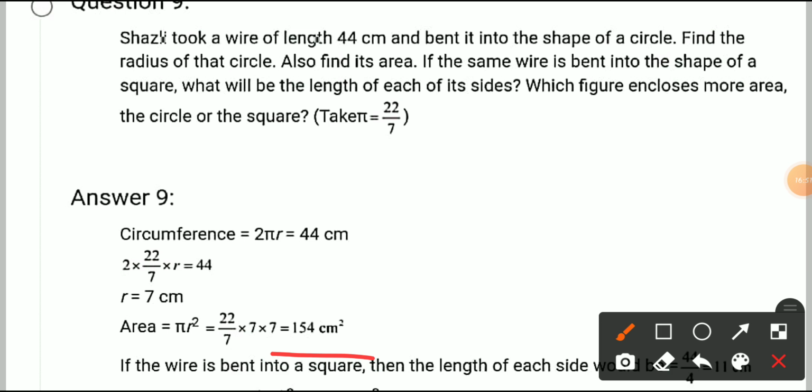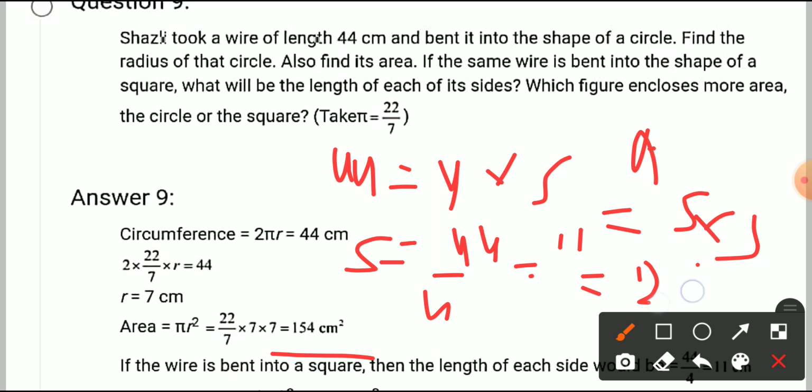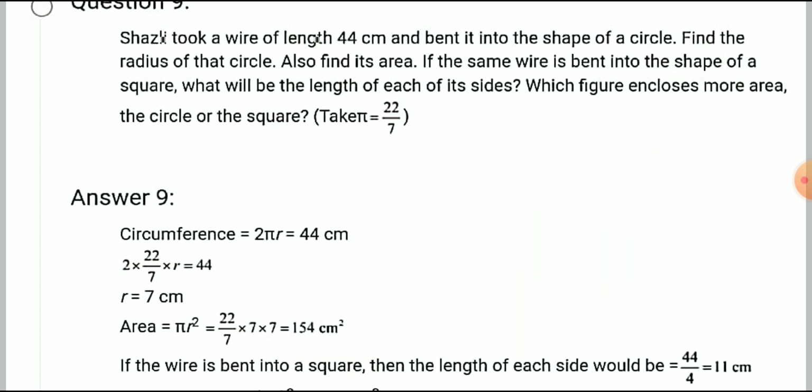Then you need to calculate the perimeter of the square, and the perimeter of a square is what? 4 into side. So 44 equals 4 multiplied by side. So side equals 44 upon 4, which is equal to 11 centimeter, and the area of a square is equal to side into side, 11 into 11 equals 121. So we can say that if the perimeter of the circle and the square is the same, then the circle encloses more area. See, by this method you have to do it in your copy.